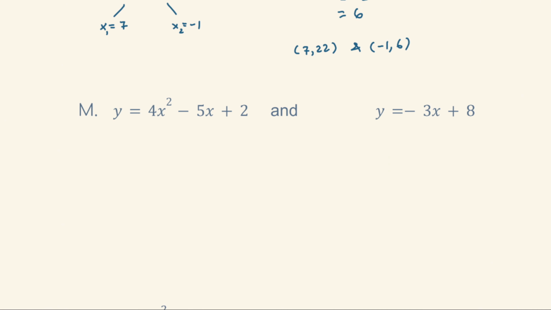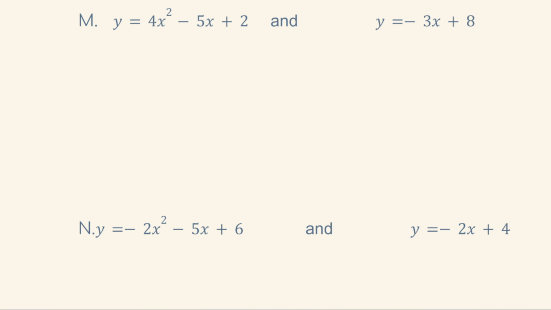All right, so let's take a look at question M. Once again, we have a semi-linear system of equations. Let's make these equal to each other. So we've got 4x squared minus 5x plus 2, and that's going to be equal to minus 3x plus 8.